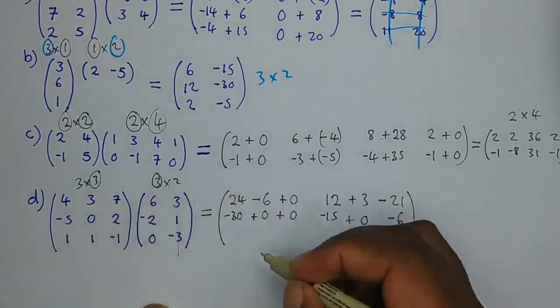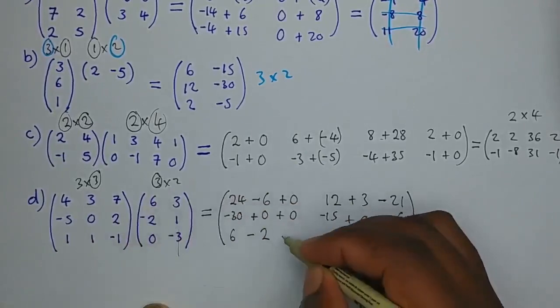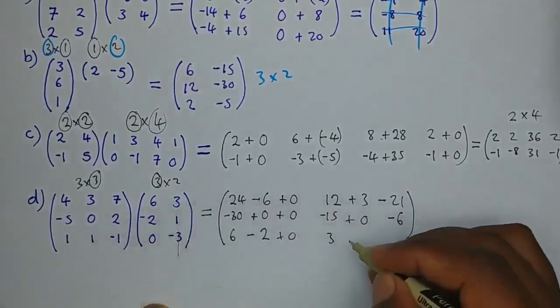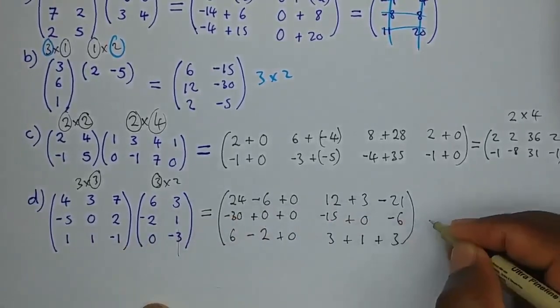1 times 6 is 6. 1 times negative 2 is negative 2. 1 times 0 is 0. 1 times 3 is 3. 1 times 1 is 1. Negative 1 times negative 3 is a positive 3.